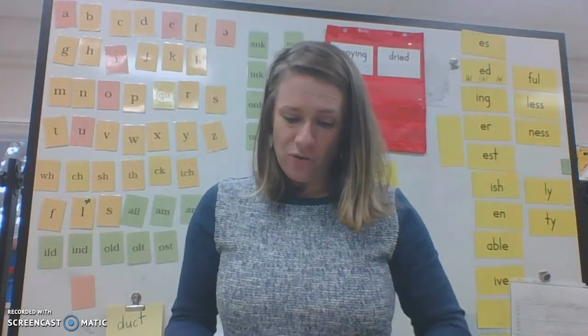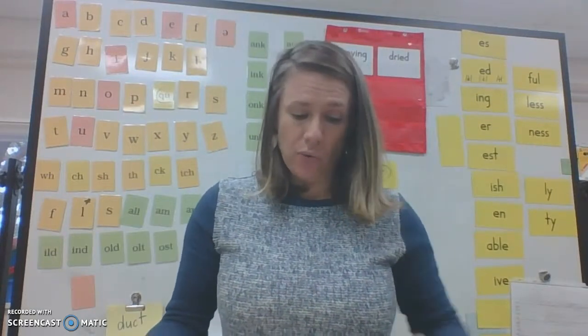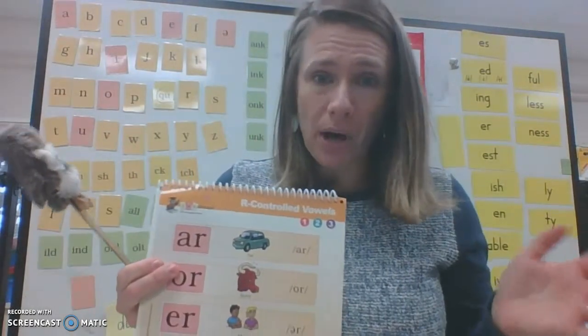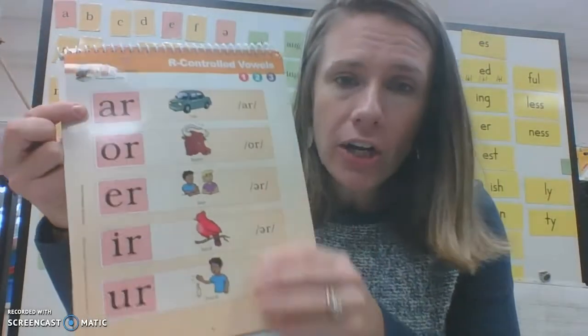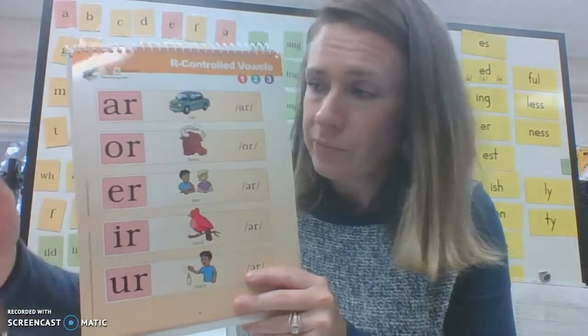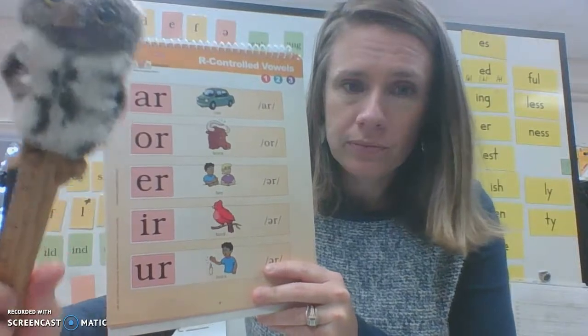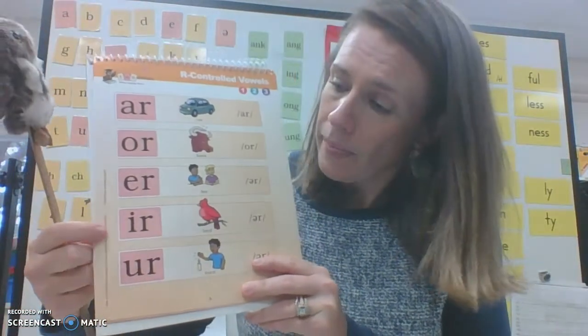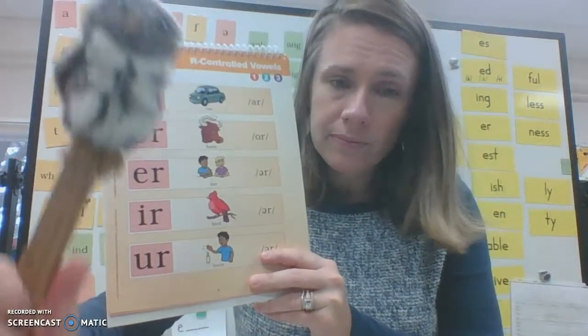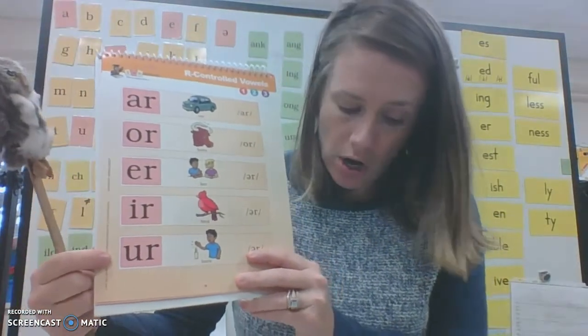And let's also review our R-controlled vowels. Remember, we have that controlling or bossy R. AR, car, R. OR, horn, or. ER, her, ER. IR, bird, IR. UR, burn, UR.